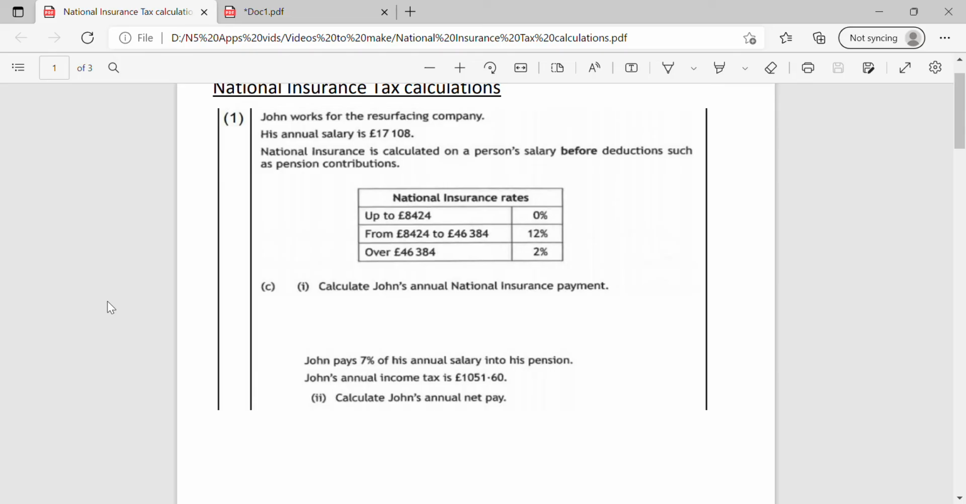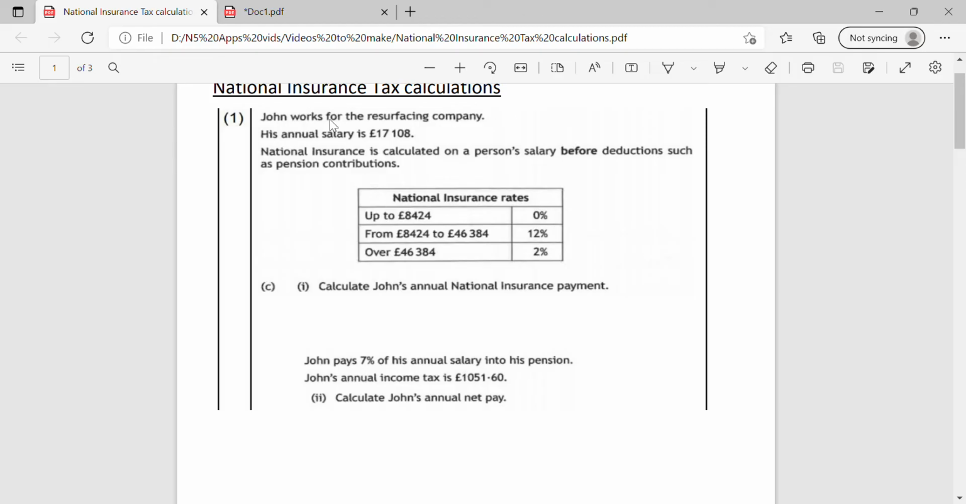So we've got John works for a resurfacing company. His annual salary is £17,108. National insurance is calculated on a person's salary before deductions such as pension contributions are taken off. So those are the rates there, those are the rates that I used in the other document. We've got to calculate John's annual national insurance payment, that's the first part. And then the second part is to work out his annual net pay. These are all calculator questions.